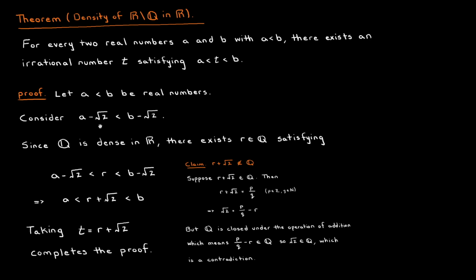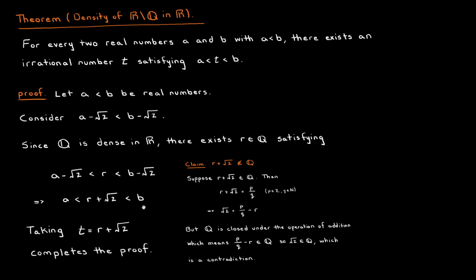And then let's subtract the square root of 2 from both sides of this inequality. And so geometrically, what we have done is just shifted the interval by square root of 2 units to the left. Now notice that a minus the square root of 2 and b minus the square root of 2 are two real numbers. And so now by the density of the rational numbers, there must exist some rational number r in between these two real numbers in this shifted interval. Next, we will add square root of 2 on each term of this inequality. And what we see is that this number r plus the square root of 2 is strictly between a and b.